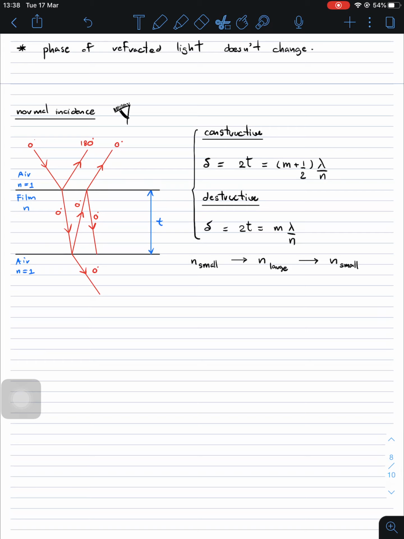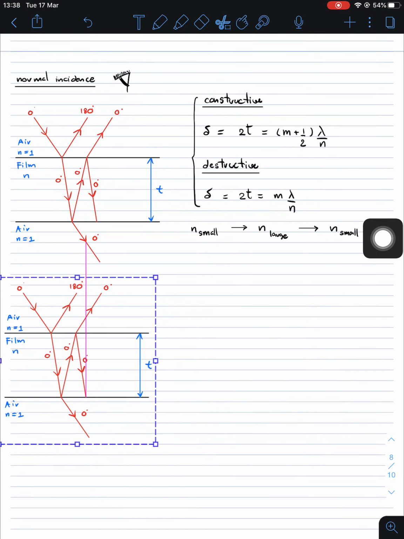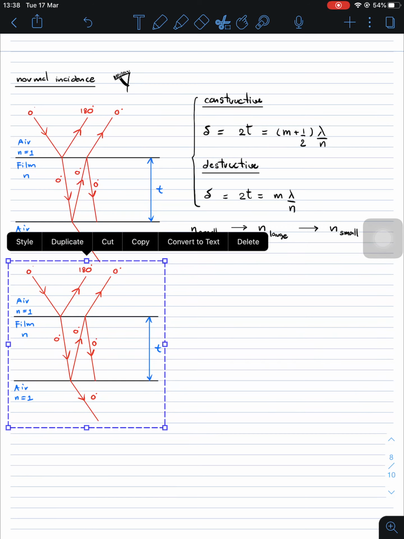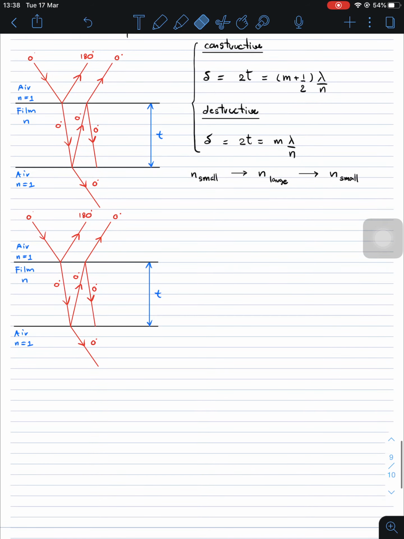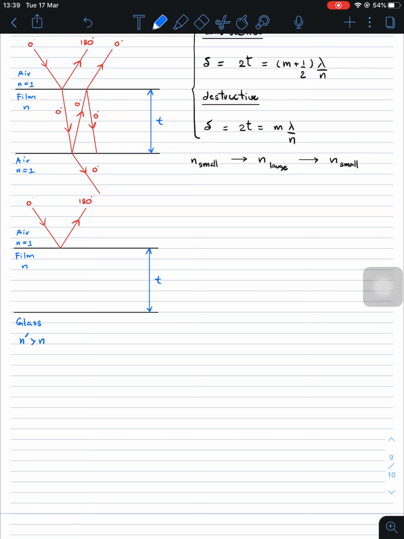Okay, so now on the other hand, if you have light going from the air to the film, and then maybe to the glass, and we assume that the glass has n prime, which is larger than n. So in this case we have n small to n large and then to n larger. So we just want to find this type of equation.